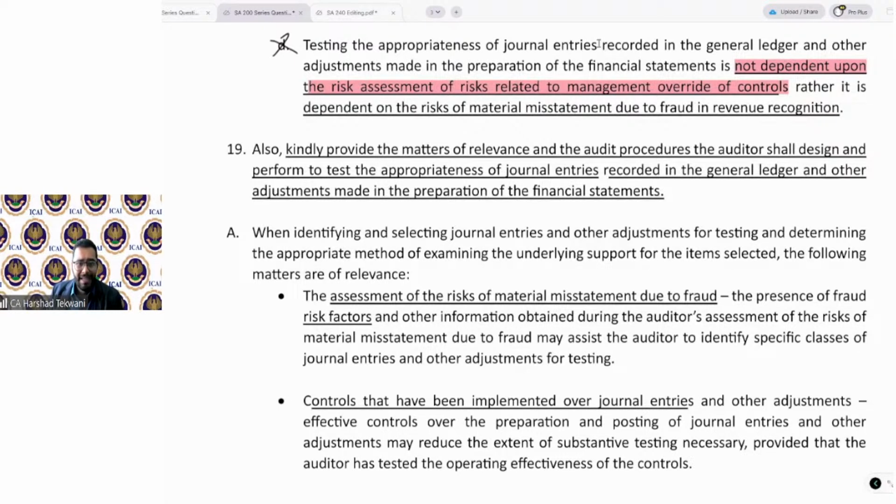standard, that is SA 250. Okay, just a minute.